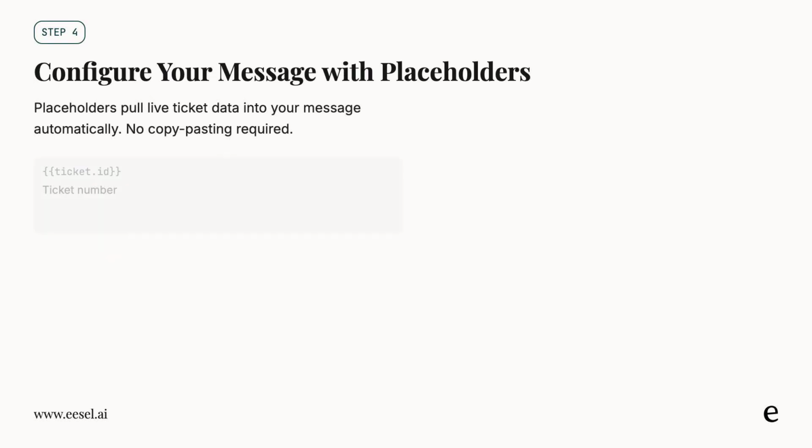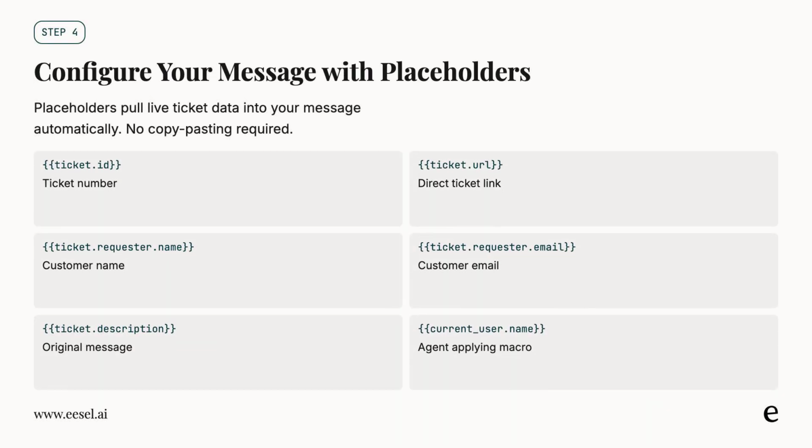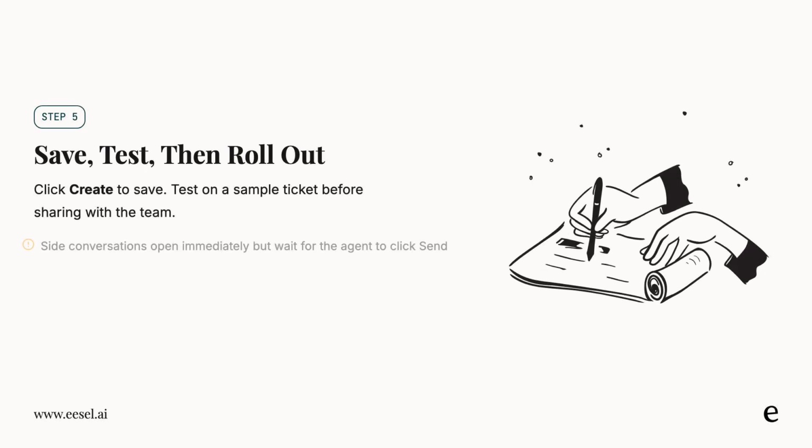This is where macros become genuinely powerful. Instead of static text, you use placeholders that pull live ticket data when the agent applies the macro. Ticket ID, ticket URL, customer name, customer email, the original message, and the agent's own name all populate automatically. No copy-pasting, no formatting errors. Click Create to save the macro.